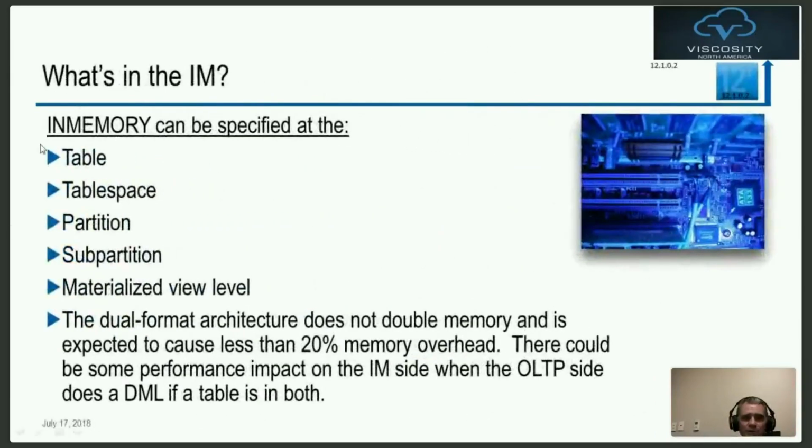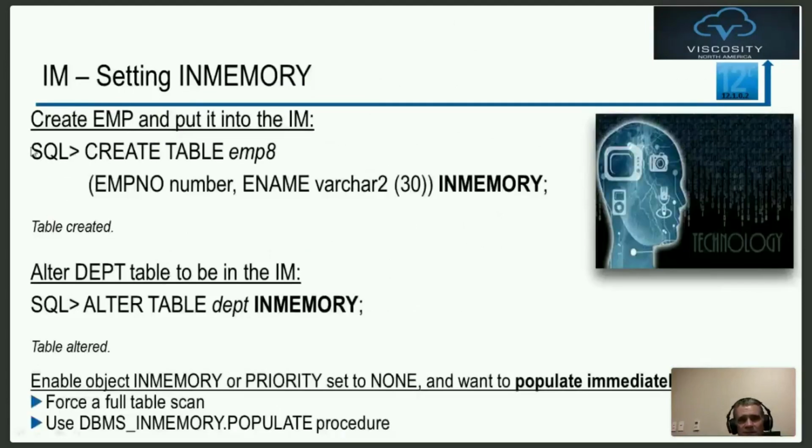What can I put in memory? I can put a table, a column, tablespace, partition, subpartition, materialized view. Here's an example: create a table in memory, alter a table in memory. Now notice, once I enable that, it's not populated yet. To populate it, either I have to do a full table scan so that whole column gets pushed into memory, or I need to populate it. It takes a little while to do that. There are a lot of queries to see how far it's populated and so on.